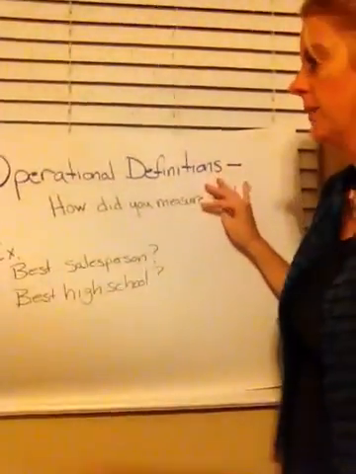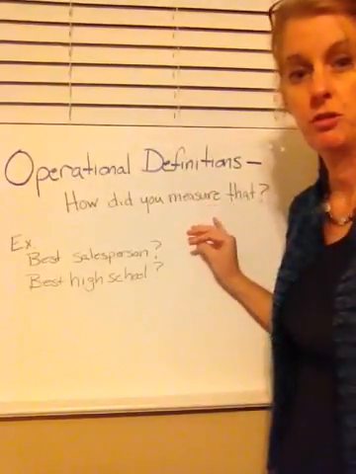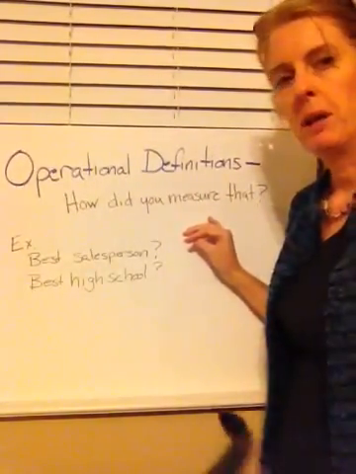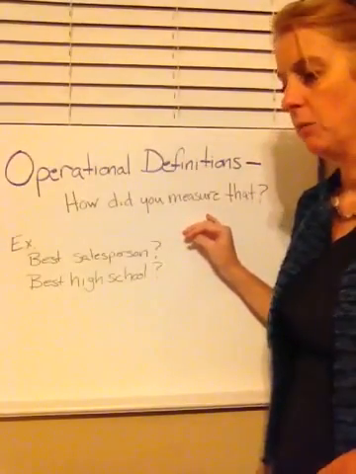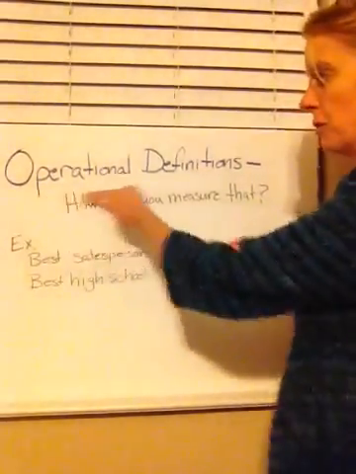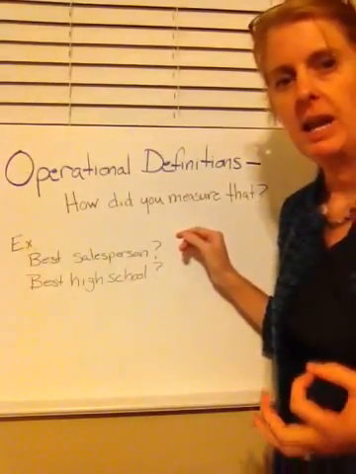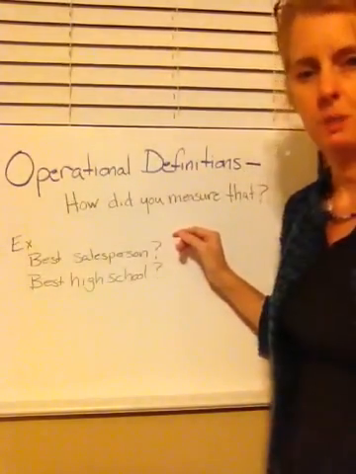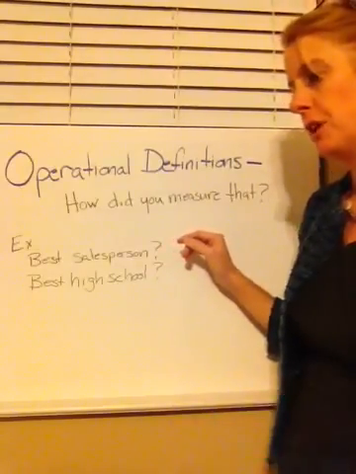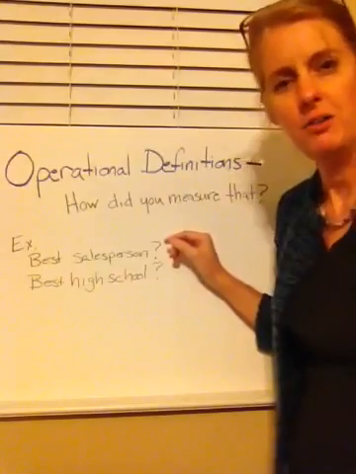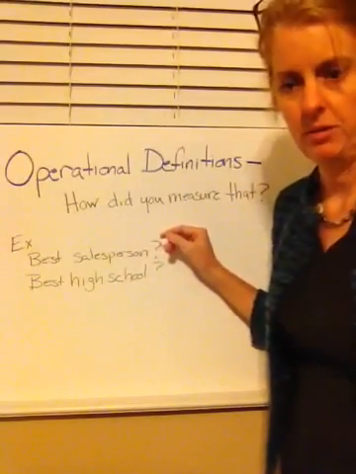All right. Now, here's an idea that you should know from research design if you've taken it. We're going to be talking about a lot of variables, and we need to know what an operational definition is. Essentially, an operational definition answers the question, how did you measure that? So if I say, oh, that was a really good class, well, how did you measure that? What do you mean by really good class?